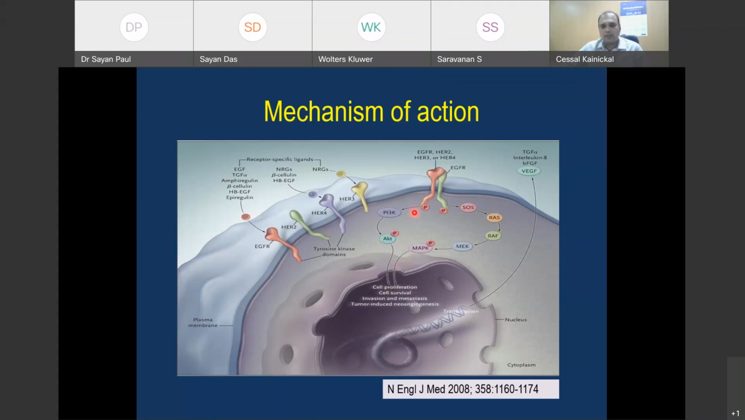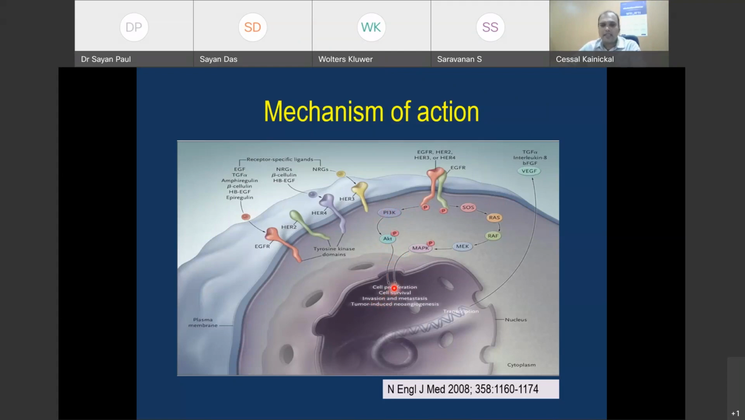The second pathway is the PI3K, AKT pathway, and this leads to anti-apoptotic and pro-survival signals and leads to cell survival. These are the two pathways. Once these two pathways are activated, it leads to cell proliferation, cell survival, invasion, metastasis, and tumor-induced angiogenesis.